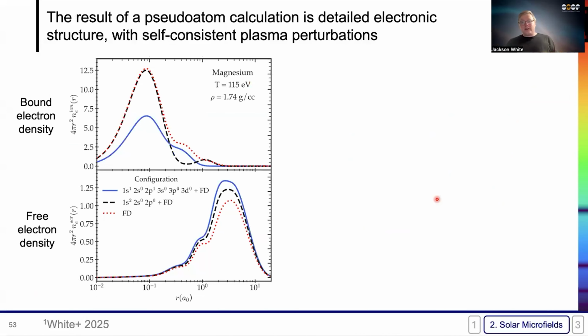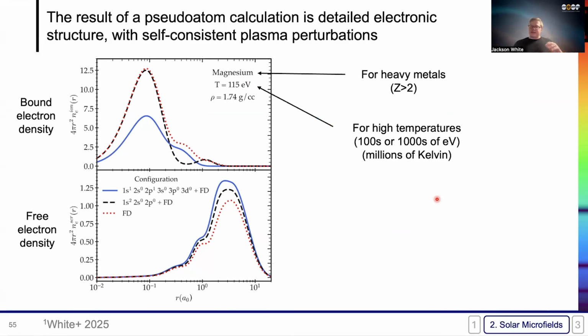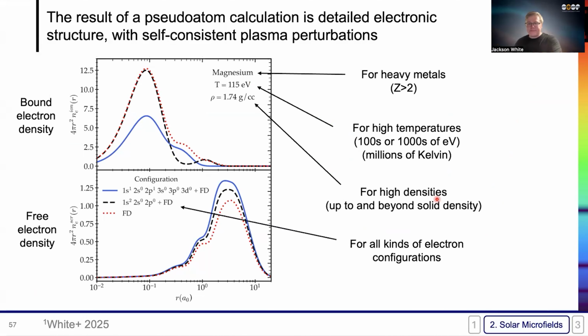Now, the reason we go through all of this is that we can use this self-consistent field approach to calculate detailed electronic structure, even for heavy metals that we might find in the sun, even for really high temperatures, like hundreds or thousands of eV, millions of Kelvin, and even for very high densities, up to and beyond solid density, just like what we see in the sun. And crucially, we can also do this for all kinds of electron configurations, not just for, say, averaged Fermi-Dirac electron configurations, like what you typically see in density functional theory calculations.